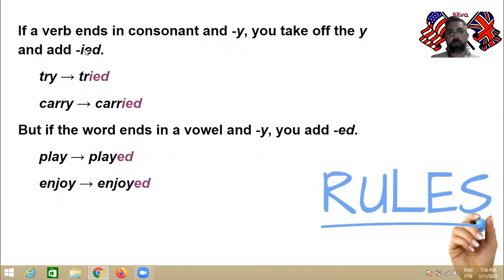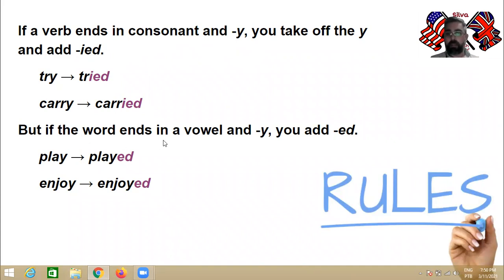There are more. If a verb ends in a consonant and a Y, you take off the Y and you add IED. Okay, so try becomes tried, carry becomes carried. But you have to remember, if the verb ends with a consonant and Y, you drop the Y and you add I.